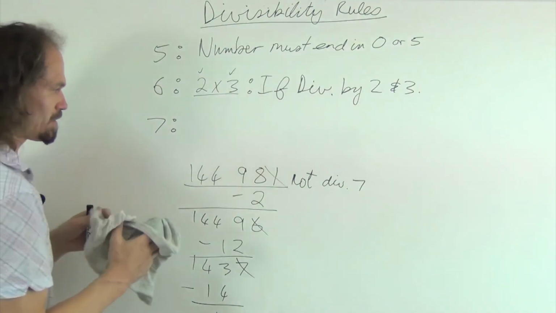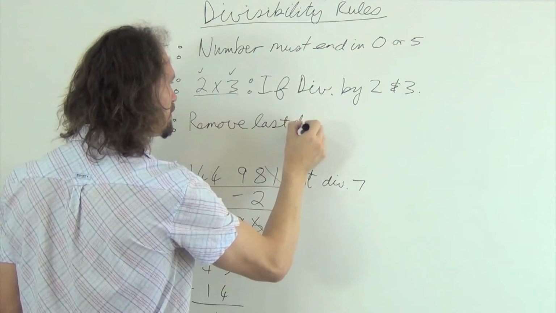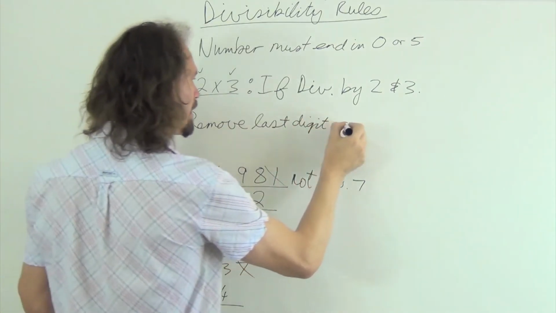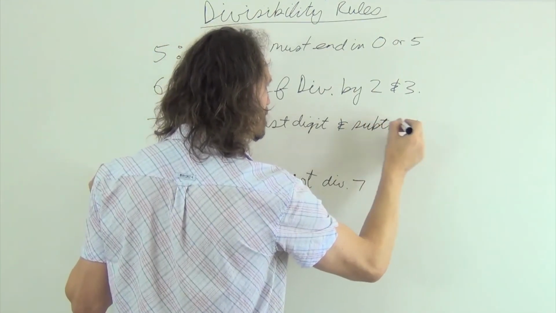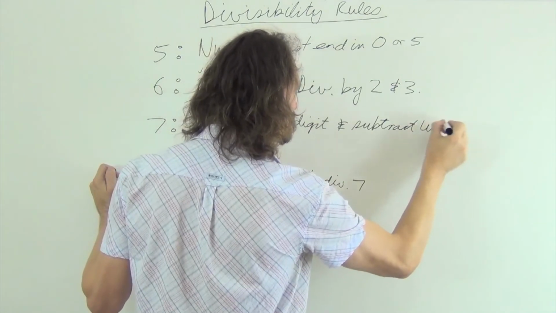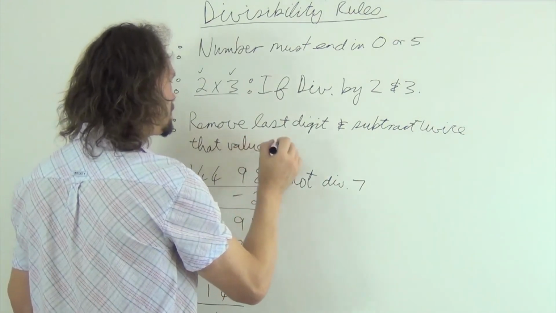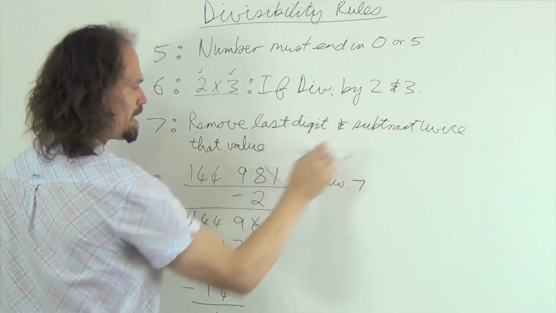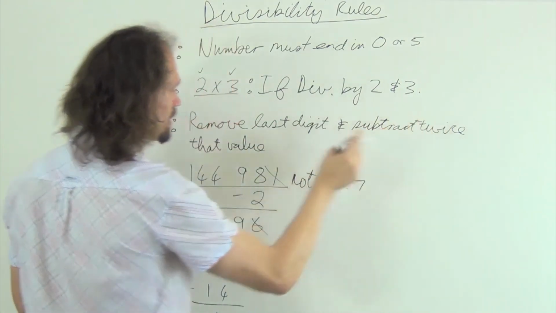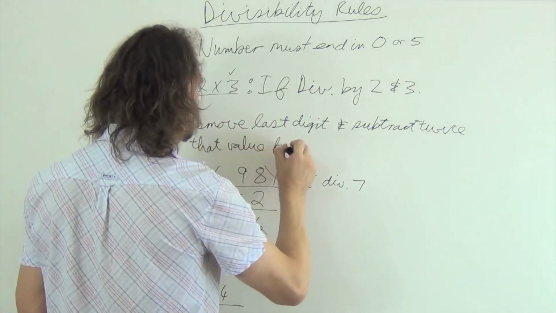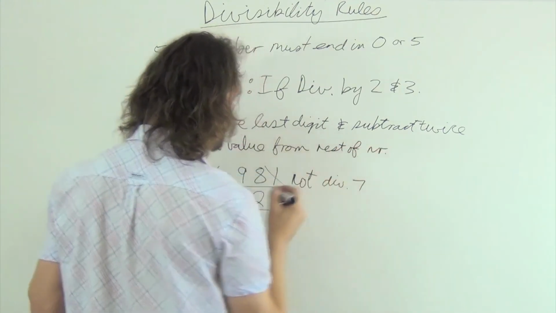So, how do we formulate that? We remove the last digit and subtract twice that value. So I take the 1 away, I multiply it by 2 and subtract it. So I subtract twice that value from the rest of the number.